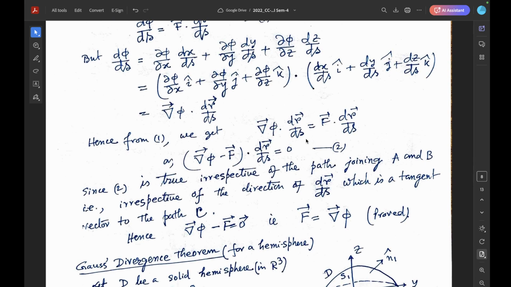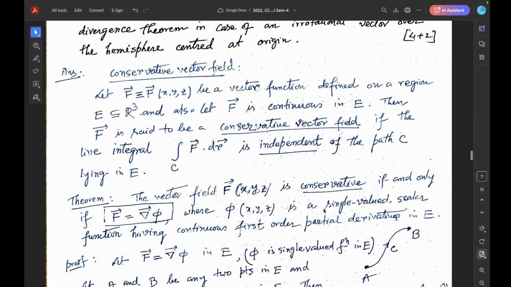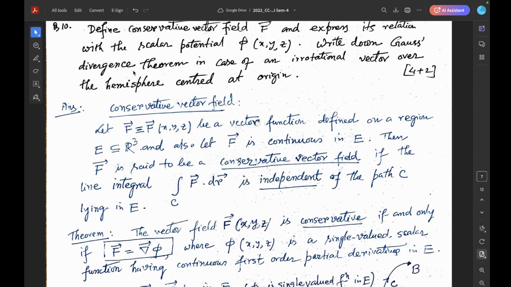This equation 2 is true irrespective of the path joining the points A and B, that is, irrespective of the direction of d/ds of r vector, which is a tangent vector to the path C. Hence grad phi minus F vector equals the zero vector, that is, F vector equals grad phi. Proved.